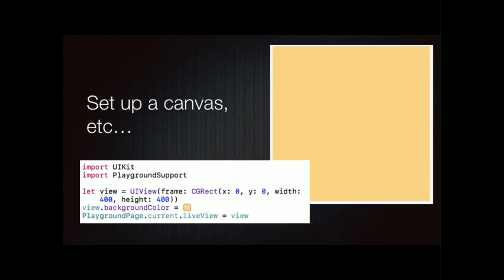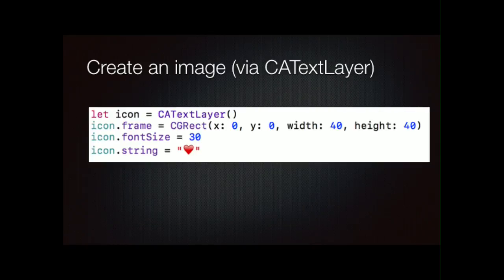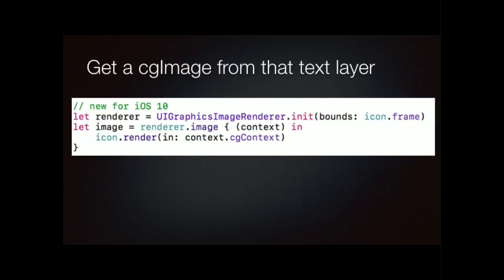So we're going to create a canvas, et cetera, et cetera, et cetera. And now we're going to create an image using a text layer. Okay? So we're going to create a text layer, make it small and make it a heart. And then we're going to take that layer and get its CGImage. Okay? The CGImage that backs that text layer.